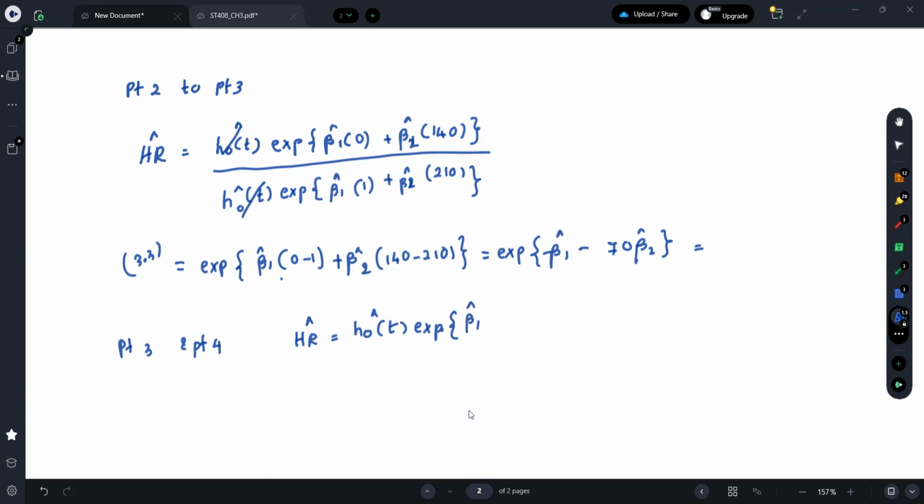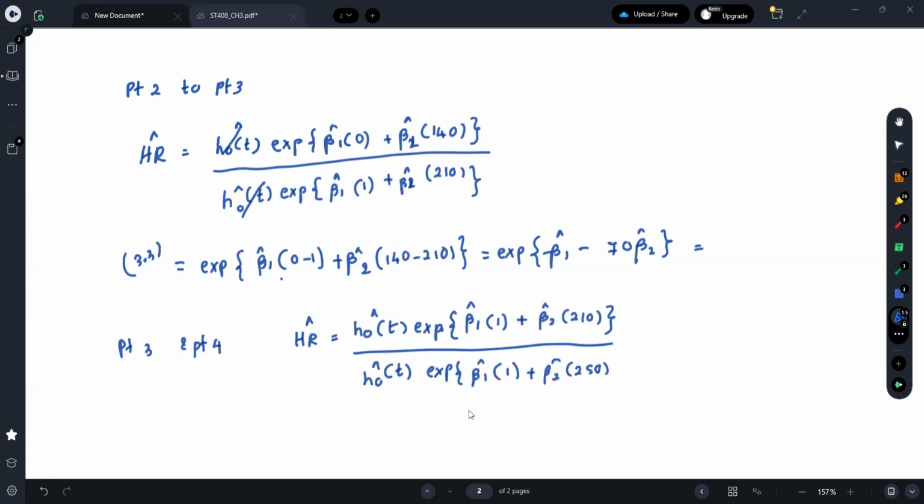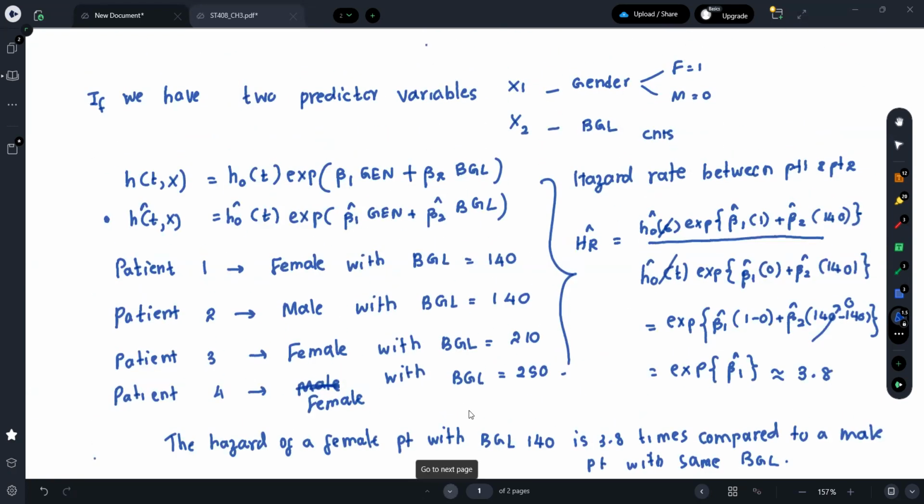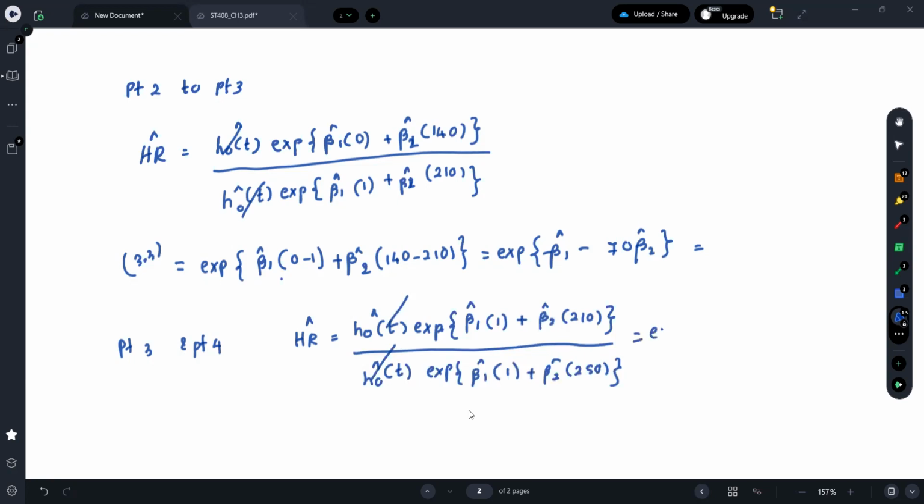So patient 3 is female. Cholesterol level is 210. And patient 4 is again female, and cholesterol level is 250. Am I right? Female, 250. So this cancels out. EXP of beta 1 hat, 1 minus 1, plus beta 2 hat, 210 minus 250. So 1 minus 1 is 0, so this is gone. So it is just EXP of 210 minus 250, which is negative 40 beta 2 hat. So that's what you get: negative 40 beta 2 hat.